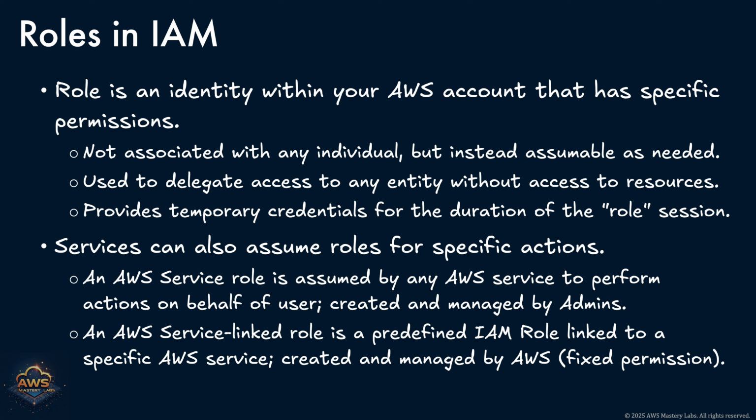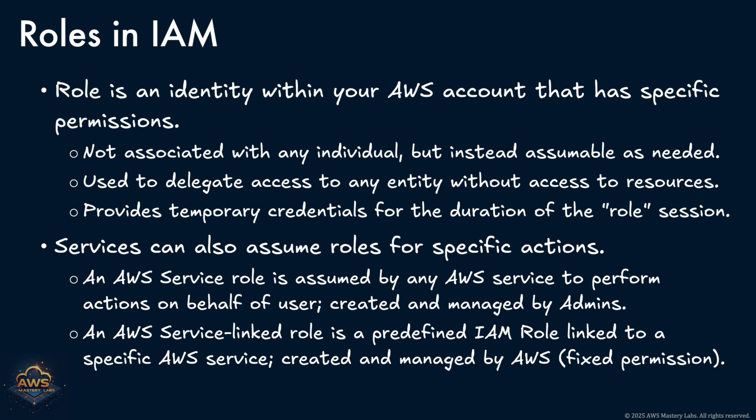These roles are useful when a service, such as EC2 or Lambda, needs permission to interact with other AWS resources like S3, DynamoDB, or SNS. The permissions for a service role are defined through policies that you attach to it, and you have full control over its permissions and trust relationships.